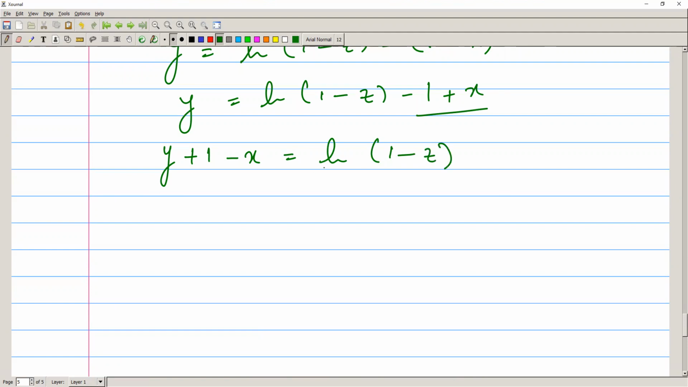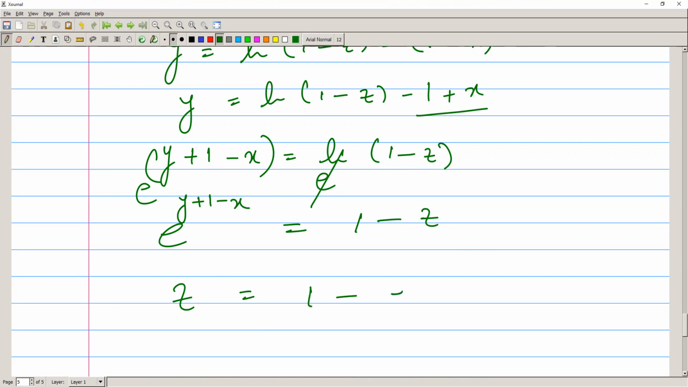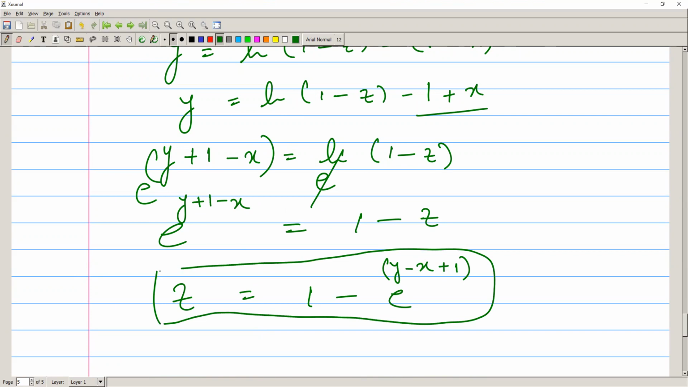So to remove this logarithm, I will use the exponential in the base e. So I will be left with y plus 1 minus x here, and this ln will cancel out, and here it will be 1 minus z. So now z will be equal to 1 minus e to the power y minus x plus 1. And this is the final answer, and this is the Cartesian form. That is z in terms of x and y. And our goal and objective was also this, to find z in terms of x and y.